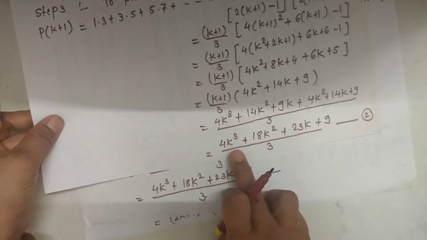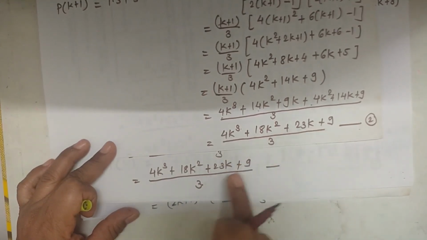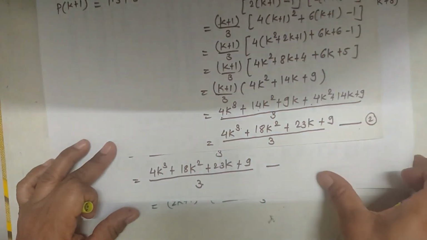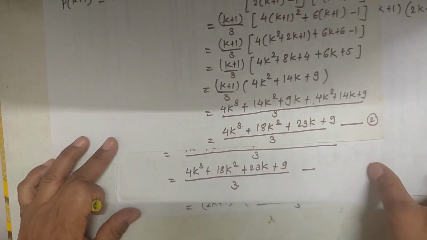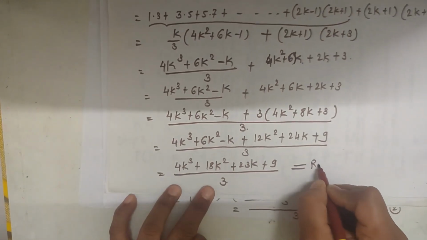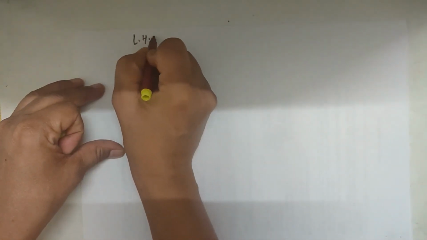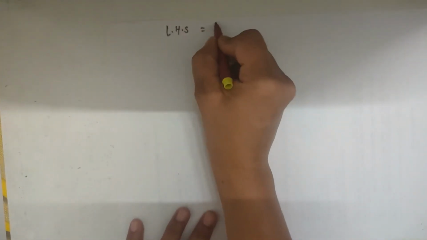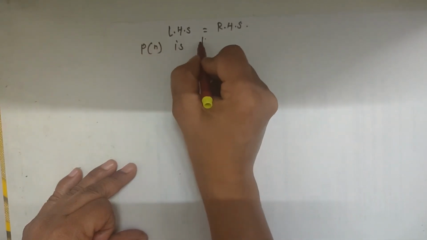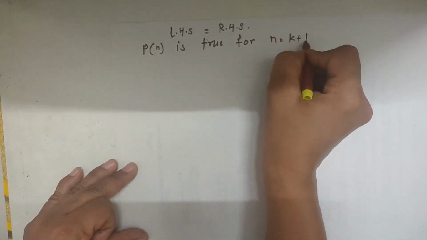Here RHS of equation number 2, 4k cube plus 18k square plus 23k plus 9, divided by 3. This is the RHS for the n is equal to k plus 1 statement. Both the RHS are equal, so we can say that LHS is equal to RHS. So here we can write LHS is equal to RHS, and from the above three steps we say that P of n is true for n is equal to k plus 1.